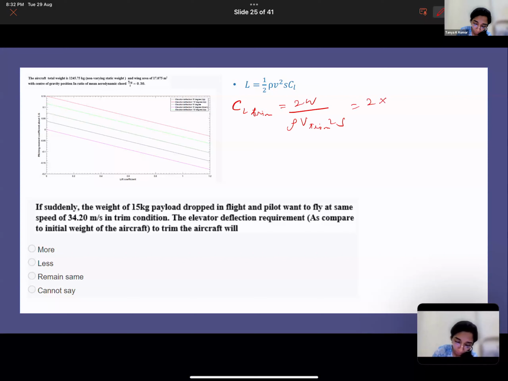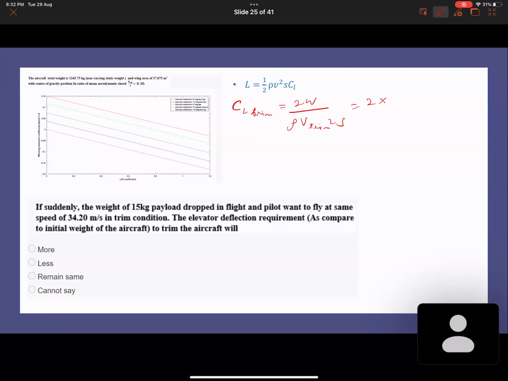Now you have 1245 minus 15 kgs. Okay, just give me a minute. I'll just get some water.